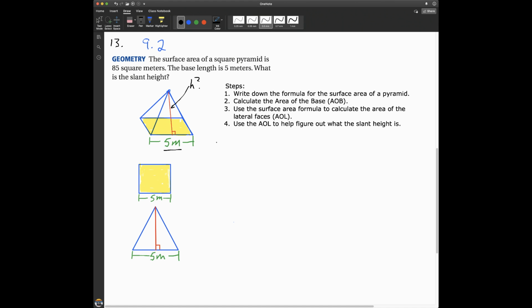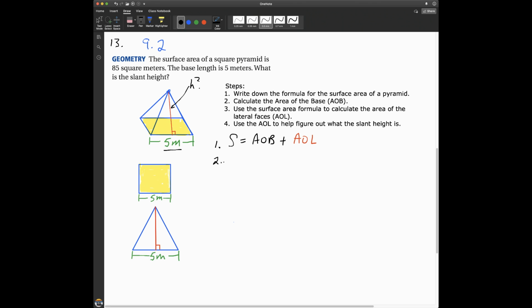The first step, I need to write down the formula for the surface area of the pyramid. So surface area of the pyramid equals the area of the base plus, I'll put this in a different color, the area of the lateral faces. So this is the formula that we need to use.